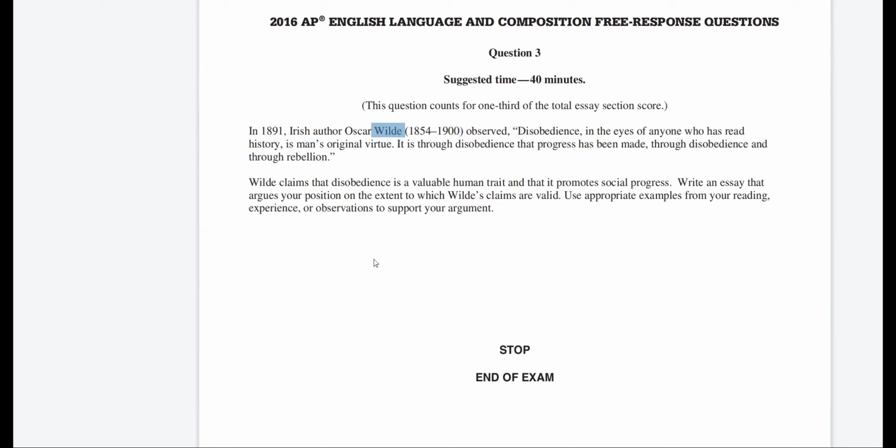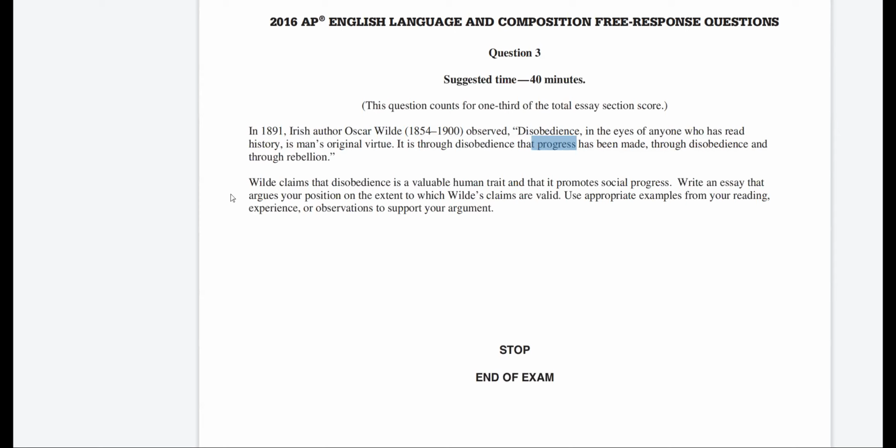Disobedience is the key element, or the engine, to push human society to better, because we do have a keyword right here: progress. According to Wilde, he believed that all the progress our ancestors made back in history is mainly because of disobedience. That's Wilde's opinion.